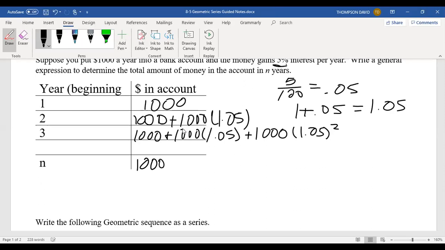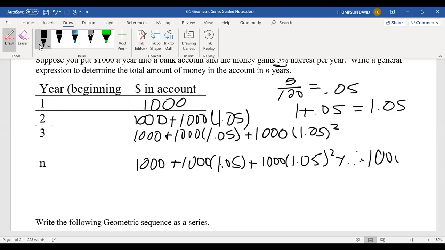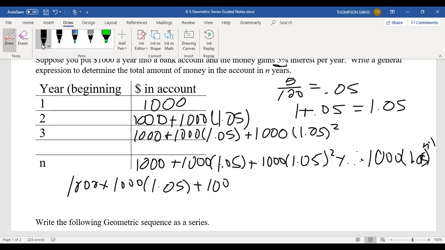So we're going to say $1,000 that we're adding in plus $1,000 times 1.05 from the previous year plus $1,000 times 1.05 to the second power, all the way up to $1,000 times 1.05 to the n minus 1. So our expression will be 1,000 plus 1,000 times 1.05 plus 1,000 times 1.05 squared, plus, plus 1,000 times 1.05 to the n minus 1, and we're done.